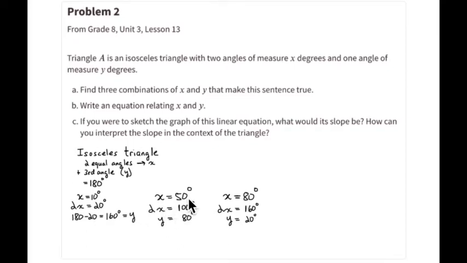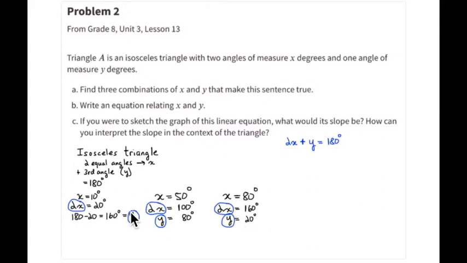If I make x 50 degrees, I'm going to double that to 100 degrees and subtract this 100 from 180. So the remaining number of degrees has to equal y. It has to equal 80 degrees. If I make x 80 degrees, I have 2 angles that are 80 degrees. So I'm using up 160 degrees. That means I have 20 degrees left for y. So notice in every case, I'm taking the number of degrees for x, that's 2x, plus the number of degrees for y, that's y, and adding them together to equal 180 degrees. 2x plus y equals 180 degrees.